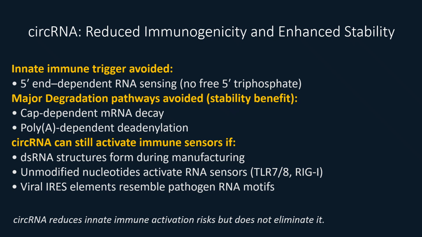But it's not invisible to the immune system. Double-stranded RNA byproducts from manufacturing, unmodified nucleotides that trigger TLR7, 8, or RIG-I, and viral IRES elements that resemble pathogen motifs, all of these can still activate innate sensors. So circular RNA reduces immune risk, but careful design and purification remain essential.